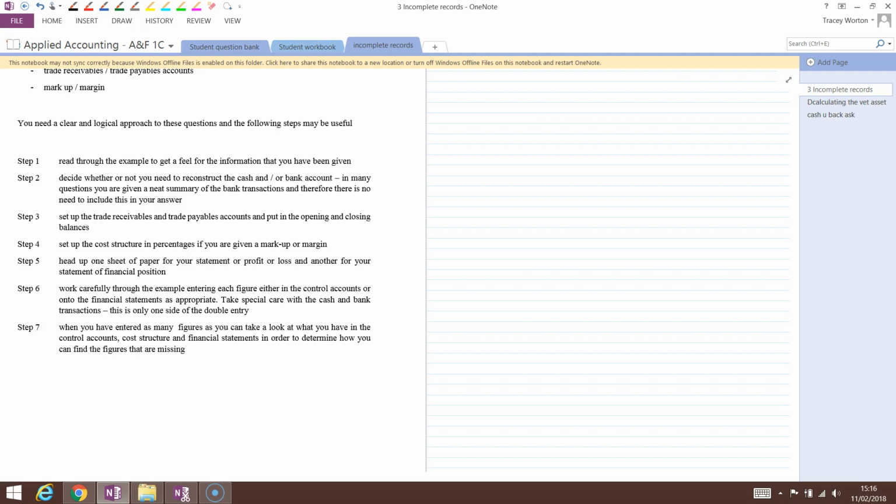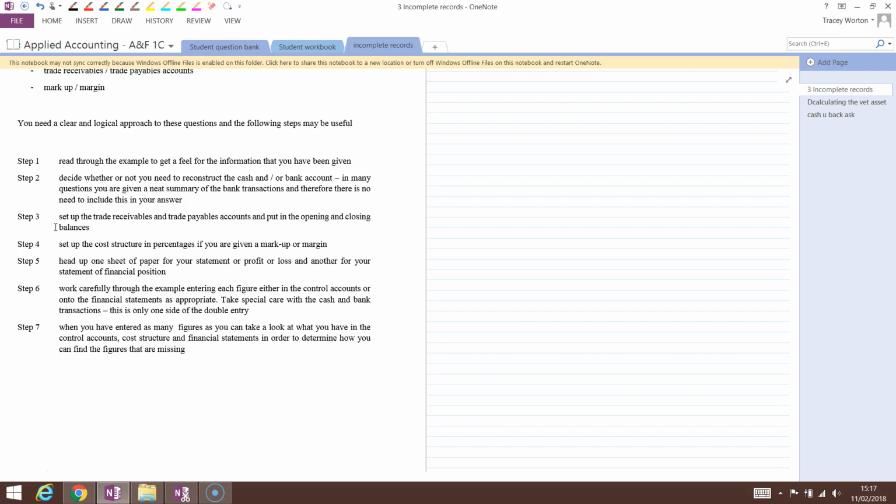Thirdly, set up a trade receivables, trade payables account, so sales ledger control, purchase ledger control. Put in your opening balances and put in your closing balances, making sure that you've got them on the correct side in both accounts. Next, set up a cost structure in percentage terms if you're given any kind of information dealing with markups and margins. And then fifth step, set up your workings papers. So head up a sheet of paper for your statement of profit and loss, set up another one for a statement of financial position, and then you'll probably need a third sheet that looks at all of your workings.